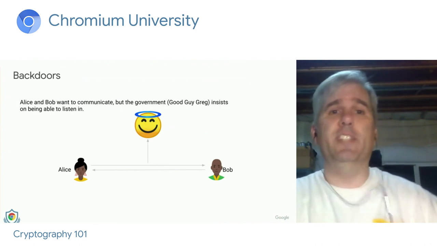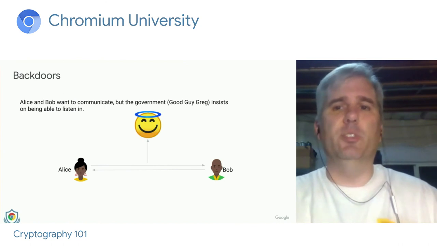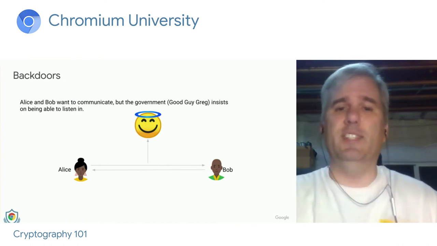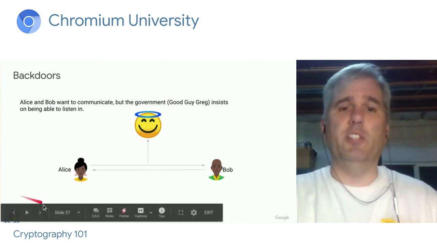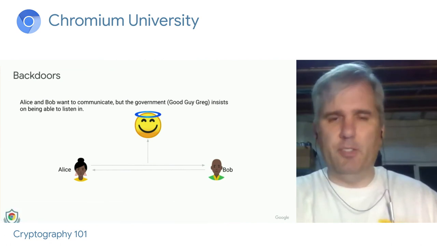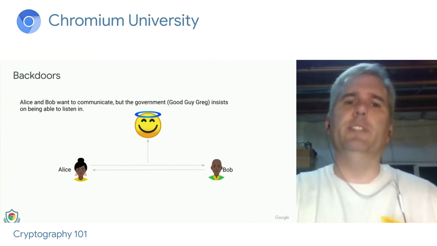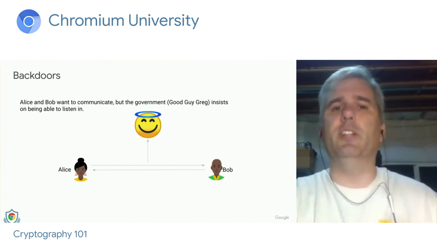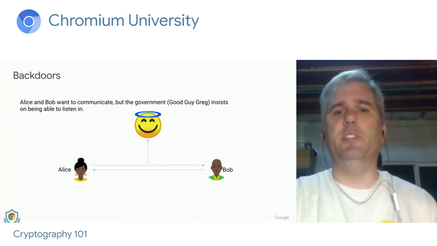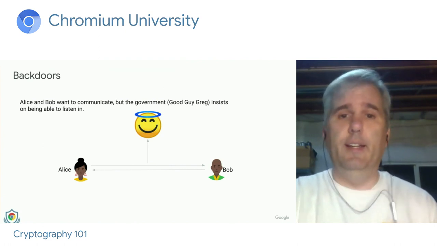We're going to add a new attacker here, who is Greg. Good guy Greg, the government. And good guy Greg insists on being able to listen in to all the conversations between every Alice and every Bob in the name of stopping crime, catching criminals, etc. And Greg is like, well, I'll only listen in with proper legal authorization. So the encryption has to use a key from Greg in some way to allow Greg to decrypt that without Alice's or Bob's permission. And that all sounds great.